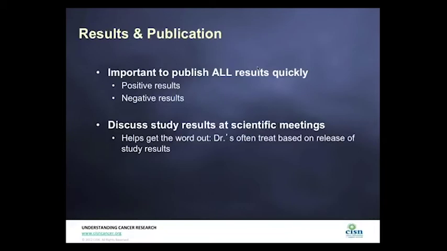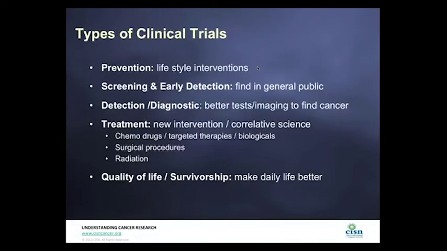Here's a few types of clinical trials. There's prevention or lifestyle intervention. There's screening or early detection. Those are usually mammography type studies. There's detection and diagnostic tests, and that's when they did digital mammography versus traditional mammography. That's the type of study that was done. There's treatment or new intervention studies. Usually correlative science, and if you haven't heard that term, that means tissue, where they'll take some extra tissue and they'll look for biomarkers. Very, very, very important to do. And it's usually tied on as a secondary endpoint to a study.